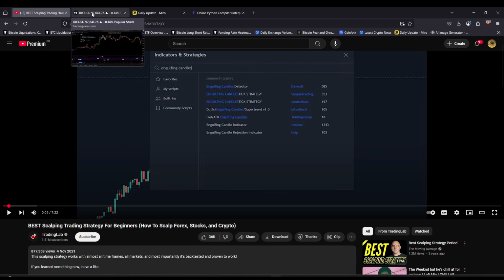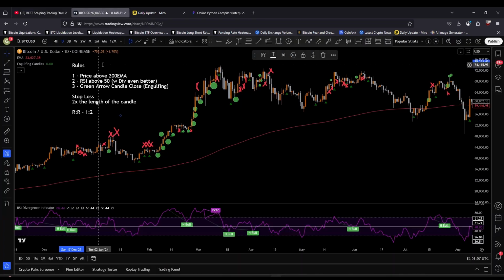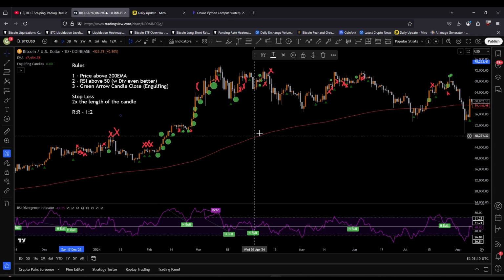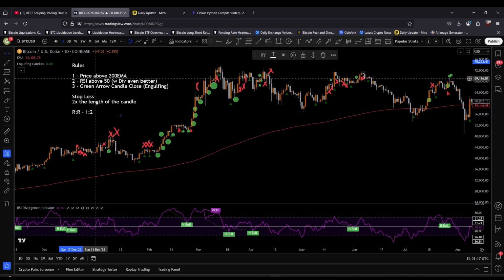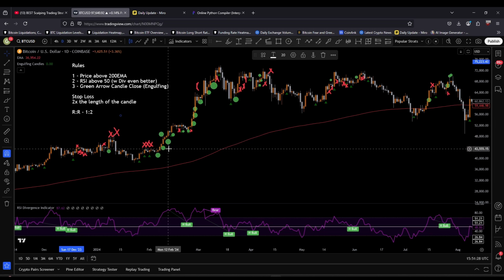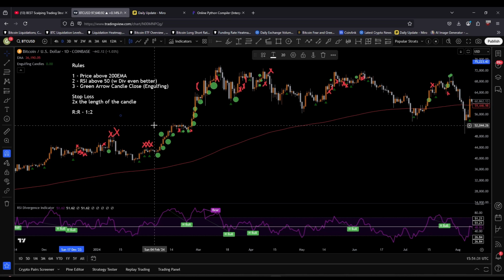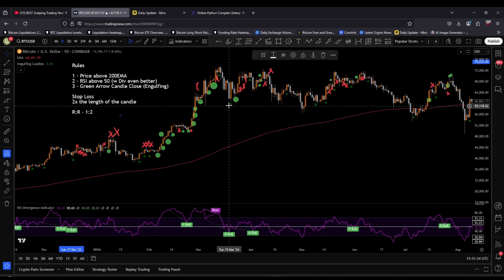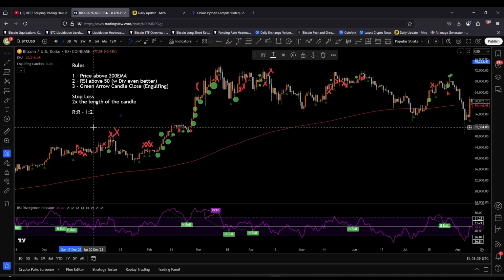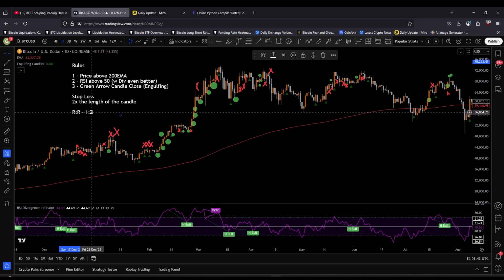So what I've done, I've applied this to the 4-hour chart for Bitcoin. And there are 3 rules. 1. Price has to be above the 200 EMA. 2. RSI has to be higher than 50, showing an uptrend. And 3, it has to be a bullish engulfing candle as the trigger. And that's shown by the green triangles here. And what we'll do is we'll set the risk to 1% of portfolio and reward to 2%.